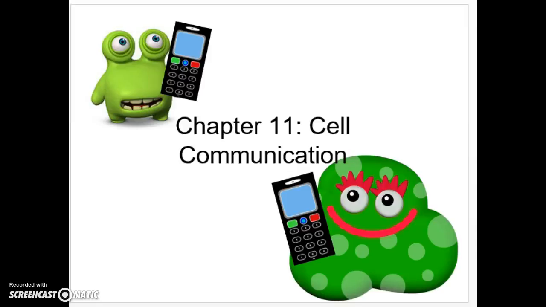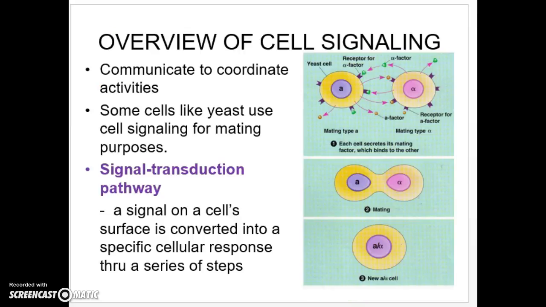This is part 1 of Chapter 11's lecture on cell communication. So we're going to start just by looking at an overview of cell signaling and basically just what is its purpose, which comes down to communicating between cells to coordinate activities. Sometimes the communication is actually not just cell to cell, but it could be from outside of the organism, from a different organism's cells. For example, yeast use cell signaling for mating purposes.